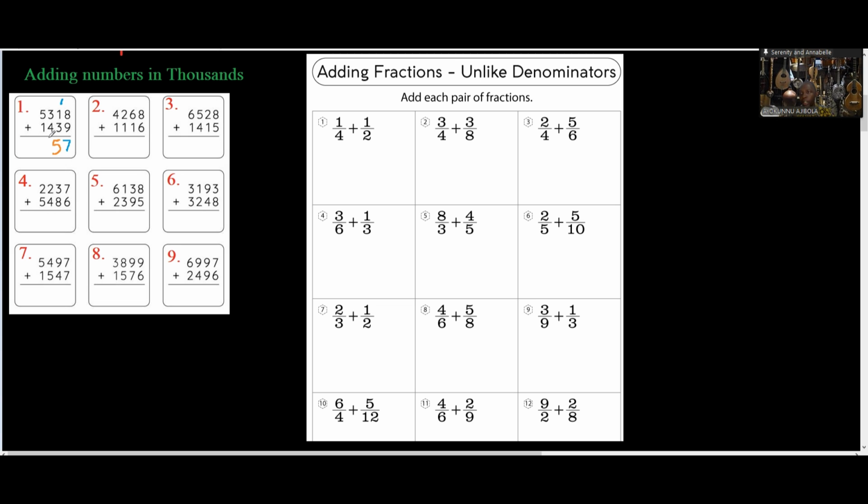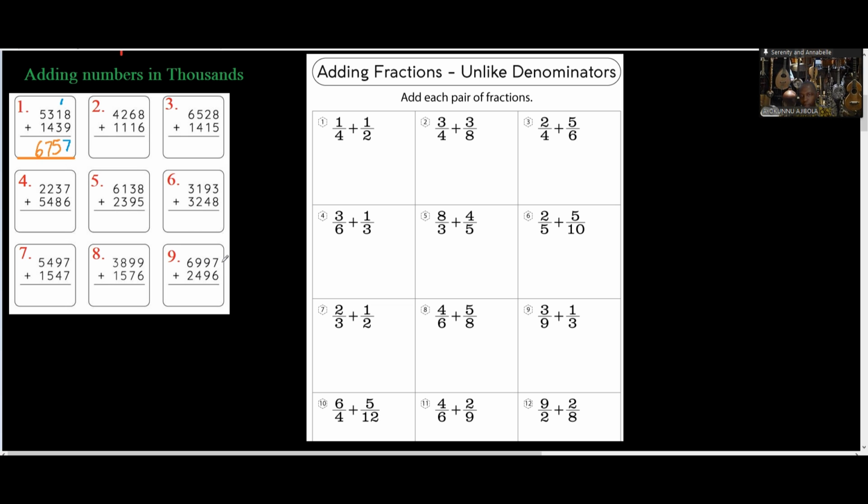Then 3 plus 4 the next column gives us 7, and finally, the last column, 5 plus 1 gives me 6. So the answer to this is 6,757. This is clear, right? Yes. Okay, let's do number 9.